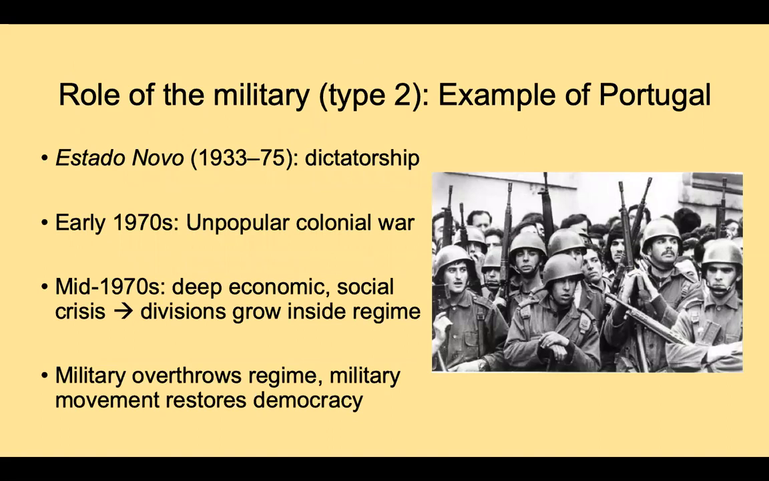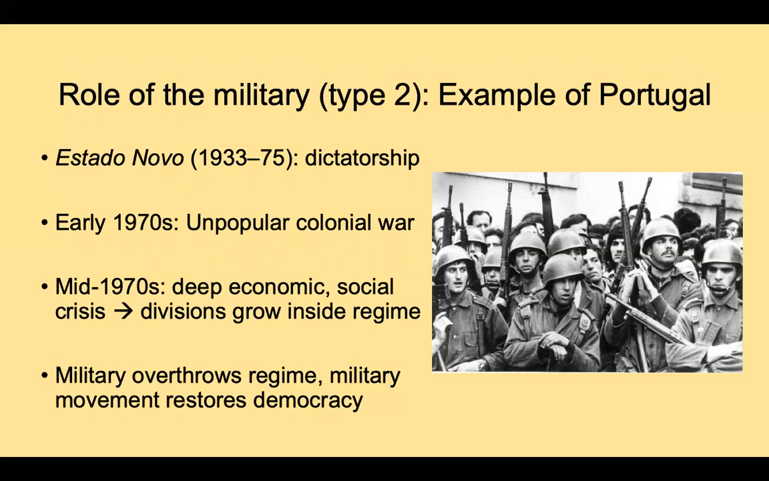And so the Portuguese case takes us back to the period between 1933 and 1975, when the Estado Novo dictatorship ruled ruthlessly and mercilessly in that country. In the early 1970s, the dictatorship and the state carried out a very unpopular colonial war to try to hold on to possessions in Africa. And in the mid-1970s, this unpopular colonial war began to give way to a deep social and economic crisis that was so deep that it began to generate divisions within the regime.